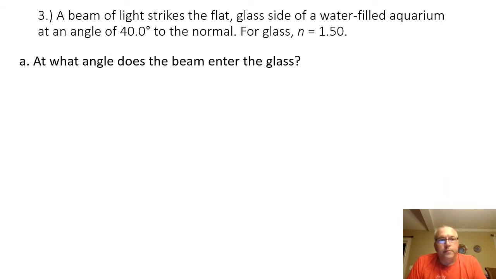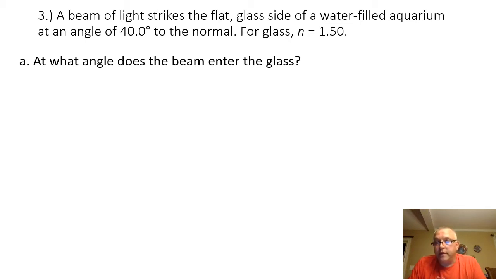Problem 3. A beam of light strikes the flat glass side of a water-filled aquarium at an angle of 40.0 degrees to the normal. For glass, which has an index of refraction of 1.50, the first thing they want us to find is at what angle does the beam enter the glass.